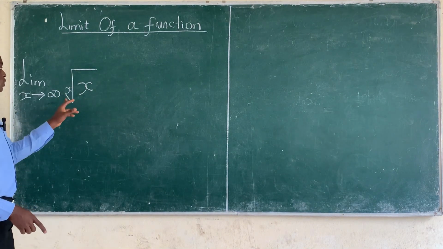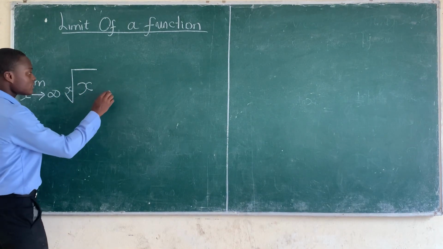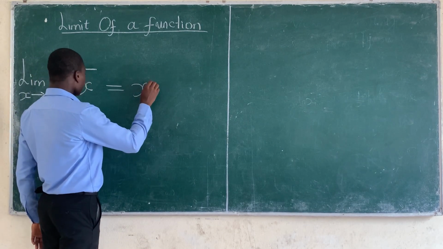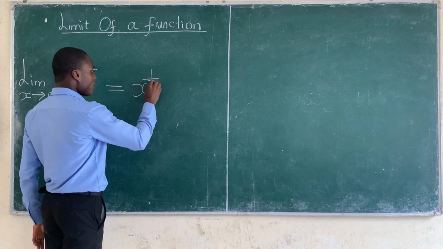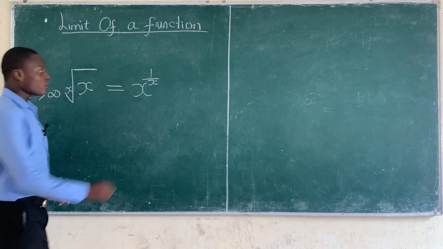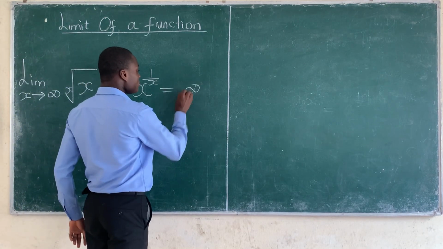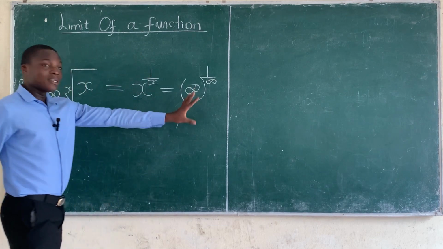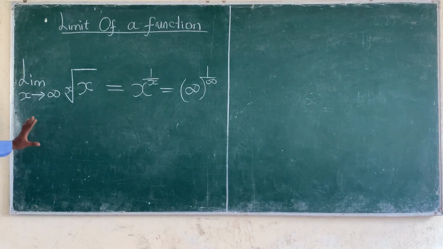But we know that this function x root of x can be written as x to the power of 1 over x. And same, if we still substitute infinity here, we are going to have infinity to the power of 1 over infinity. And this is still undefined. So we are going to be using L'Hopital's rule here.